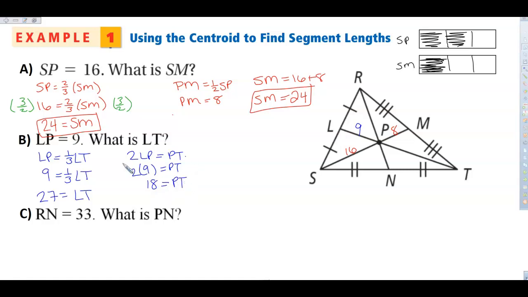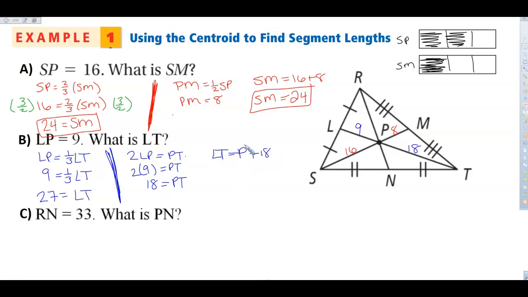And do you have to write all of this out? Absolutely not. You can just mark the 18 on your picture, and I'm okay with that. We're going to write it out for now, but you don't have to when you're doing your work, okay? So then to get LT, I'm going to add 9 plus 18.